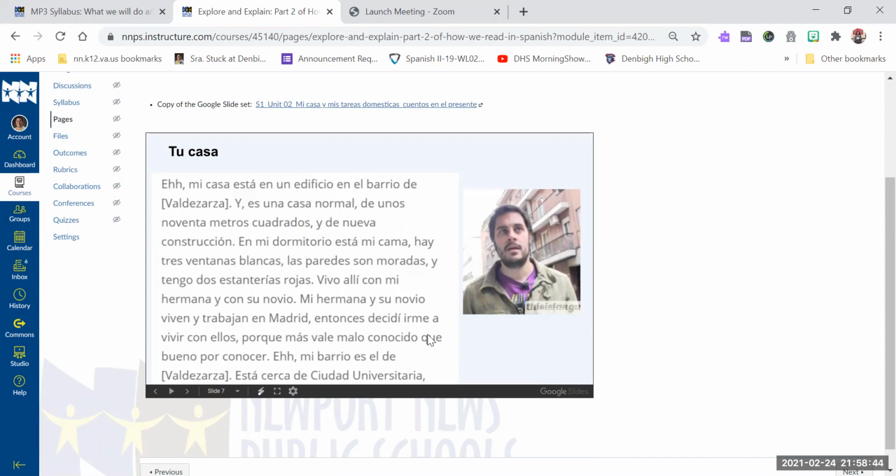Okay, so you've come back after pausing. Well, we've got some words in here from our Unit 2 vocabulary. Casa, house. Edificio, building. Normal. Noventa, you might remember noventa as being 90. Okay, it's got construction. He's got a bedroom and a bed and windows and walls and shelves.